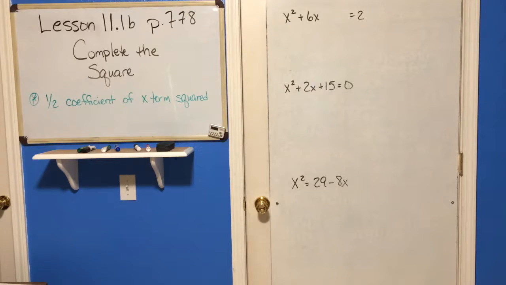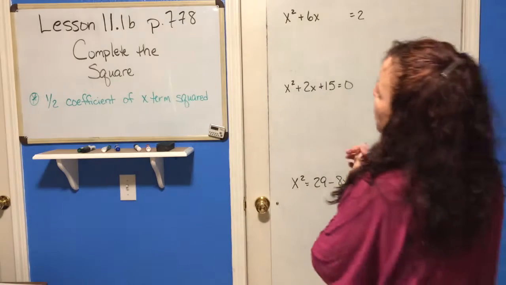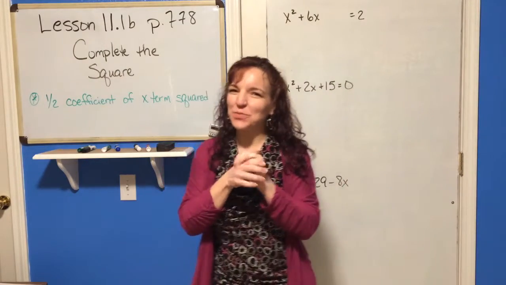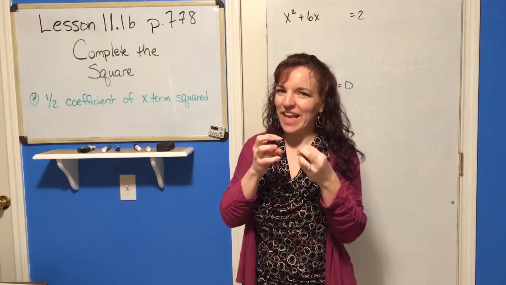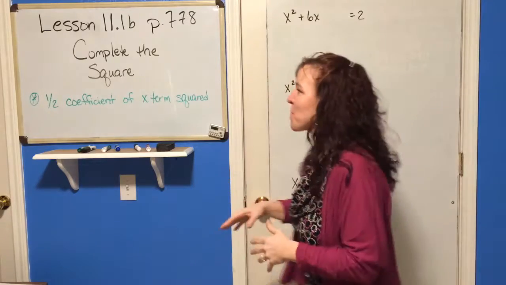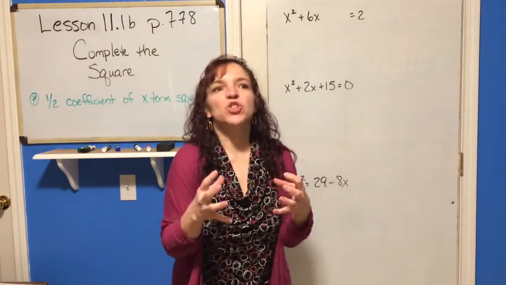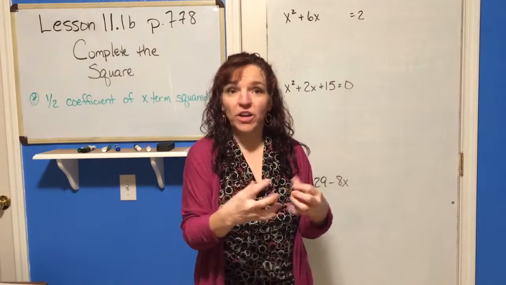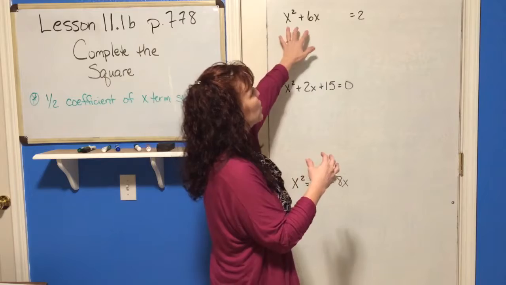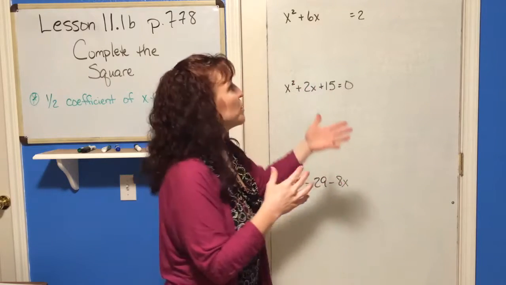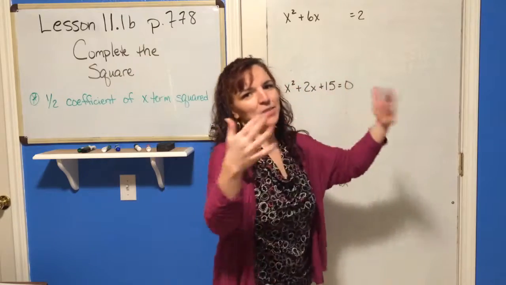Second half of section 11.1, complete the square. All right, this is really fun, but it's a bit complex, so hang tough with me. Here we go. When you complete the square, what you're looking for is a perfect square. You want a perfect square trinomial specifically, because we're going to be solving equations by completing the square.